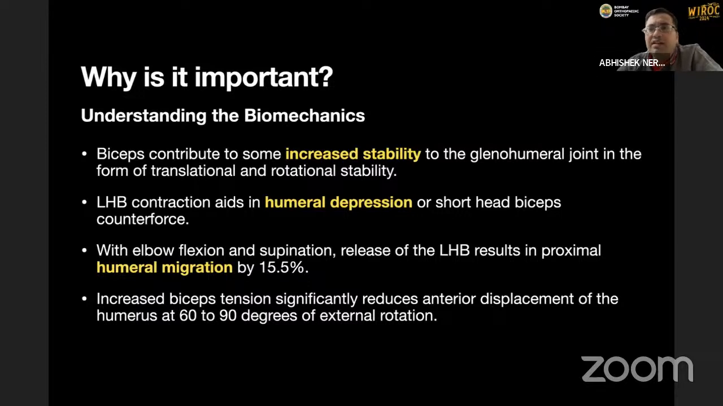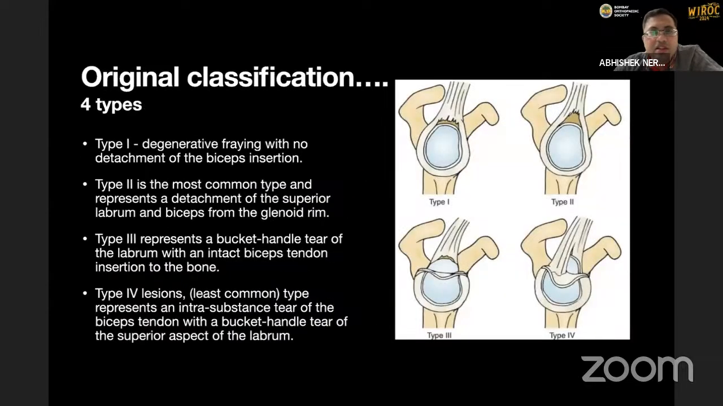We always think that the long head of biceps is a vestigial thing, that it can be sacrificed, and there is no relevance to that. However, you should understand that in young people, especially athletes, and also in patients who need overhead activities, it is required for increased stability to the glenohumeral joint. It causes humeral depression and gives counter force for the short head of the biceps, prevents proximal humeral migration, and the increased biceps tension significantly reduces anterior displacement of the humerus at 60 to 90 degrees of external rotation.